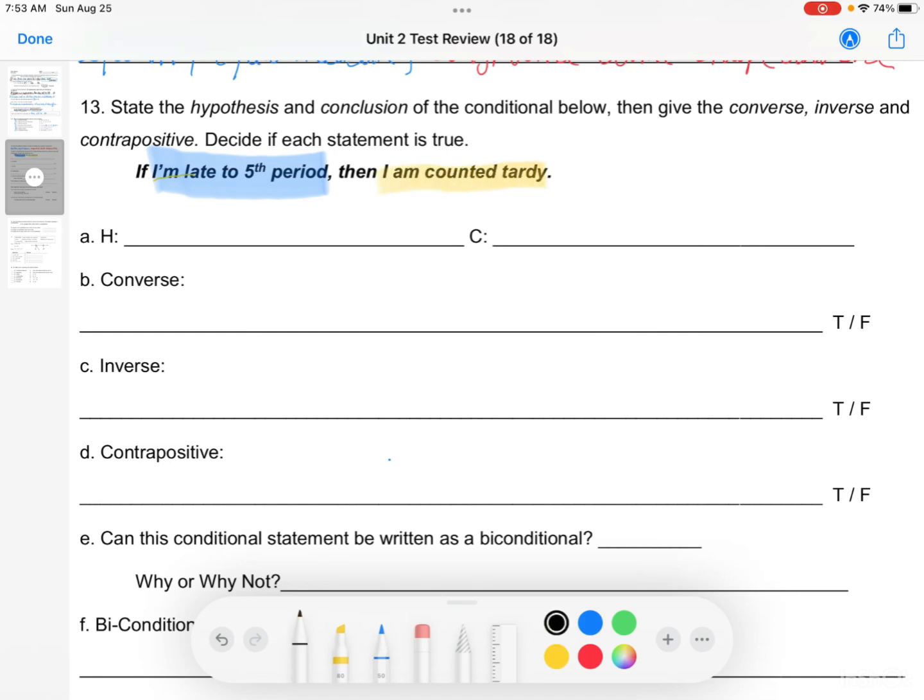Okay, the hypothesis is, again, you don't include if, you don't include then. So that's the hypothesis, that's the conclusion. So my hypothesis: I'm late to 5th period. And again, you drop the if, and you drop then. When you write this down, the hypothesis and conclusion do not have if or then. My conclusion is I am counted tardy.